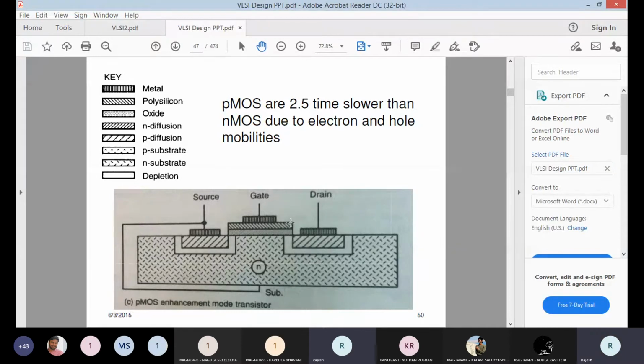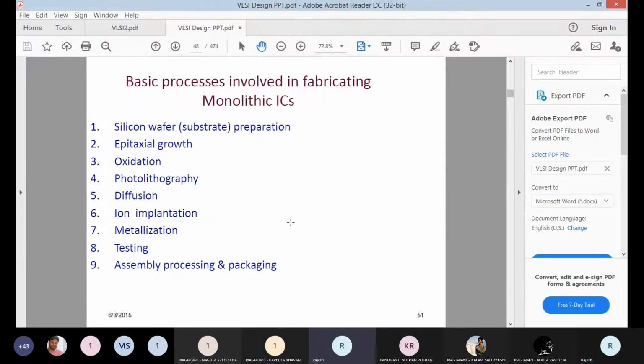So this is the diagram in terms of its layout representations, pattern encodings. Here you can see PMOS are 2.5 times slower than NMOS due to electron and hole mobilities. These are the fabrication steps which we studied in the class day before yesterday, the morning class 10 to 11:30. And in yesterday's class we saw the whole fabrication process in a video. So these are the 10 steps: oxidation, photolithography, diffusion, ion implantation, metallization will give the fabrication of an IC.